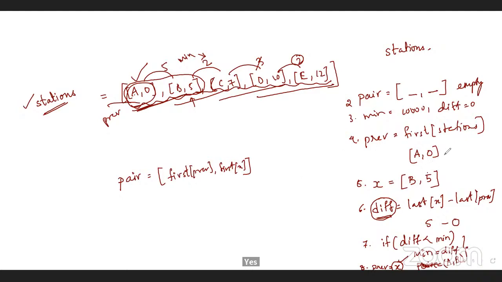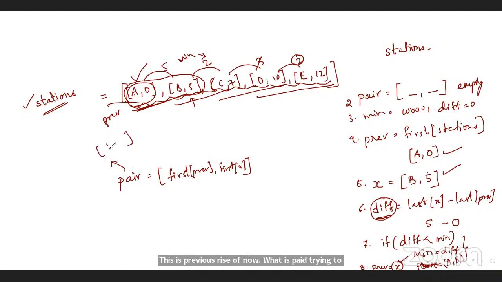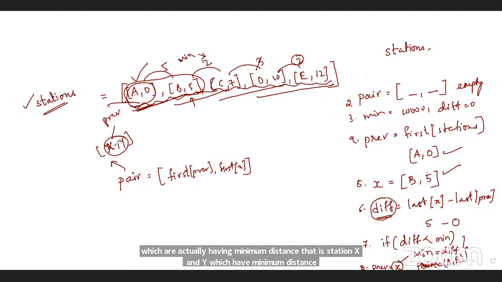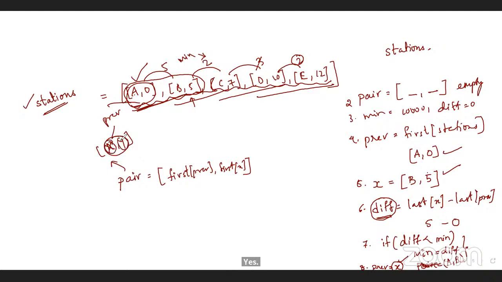This is previous as of now. What is pair trying to collect? It is trying to collect the pair of stations which actually have minimum distance, that is station X and Y, which have minimum distance. So this will be the names of the stations. How will you obtain the name of the stations? This is previous, and the first part will give you the name of the station, right? This part is the distance, whereas this is the name part.